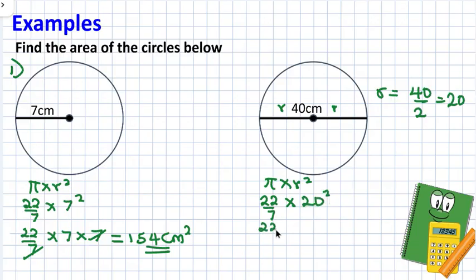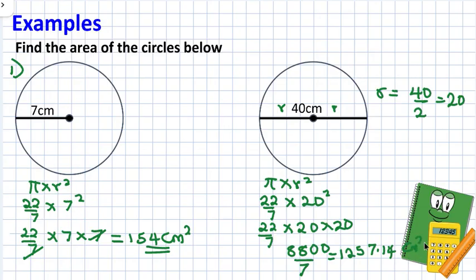So we have 22/7 times 20 times 20. Now if you use your calculator to calculate this, for the numerator, that's the number up, that's 22 times 20 times 20, we're going to get 8,800. So divided by 7, that should give us 1,257.14 centimeter squared. So that is the value of your area.